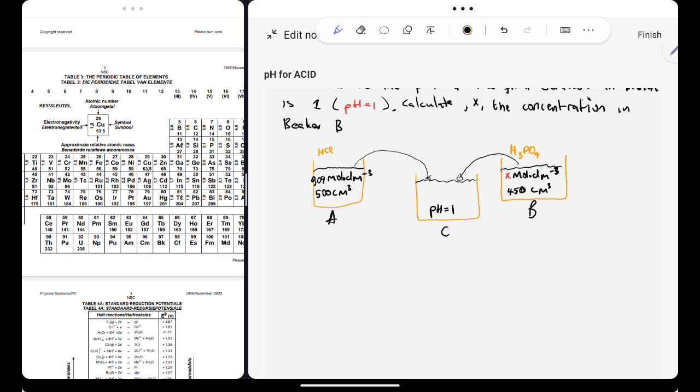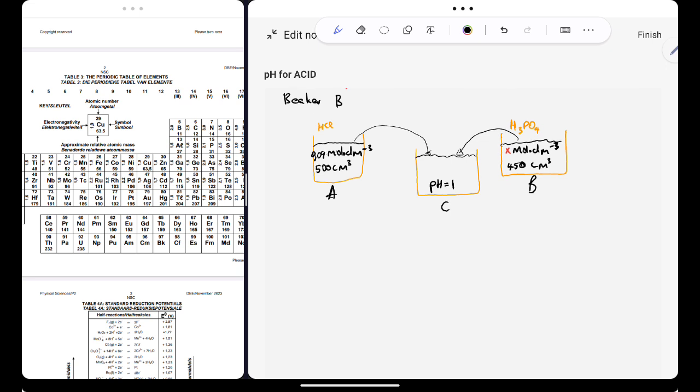If you work with beaker C, we can calculate the concentration of the hydronium ions present there. Remember that we are adding two acids, hydrochloric acid and phosphoric acid. There's no neutralization happening. We'll just have an excess amount of hydronium ions. Since I know the value of my pH, I can simply calculate the concentration of my hydronium ions. How can I do that?